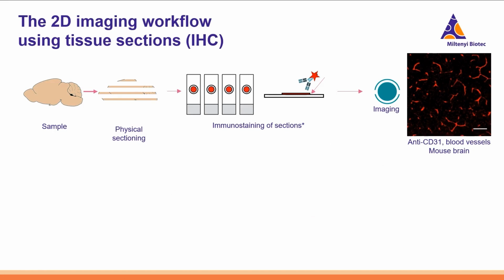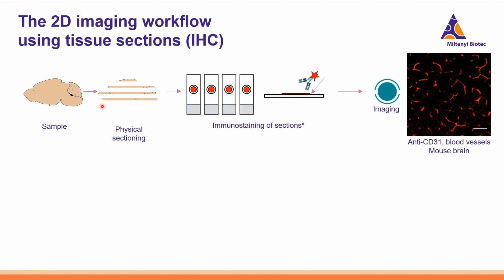Talking about the workflow, I'm pretty sure that most of you know about the 2D imaging workflow, the classical immunohistochemistry. Imagine that we have a sample here, a mouse brain. The mouse brain is opaque, light cannot pass through, and we need to do physical sectioning. Each section is then treated individually, labeled with antibodies and placed on a microscope slide, and finally imaged individually as well.